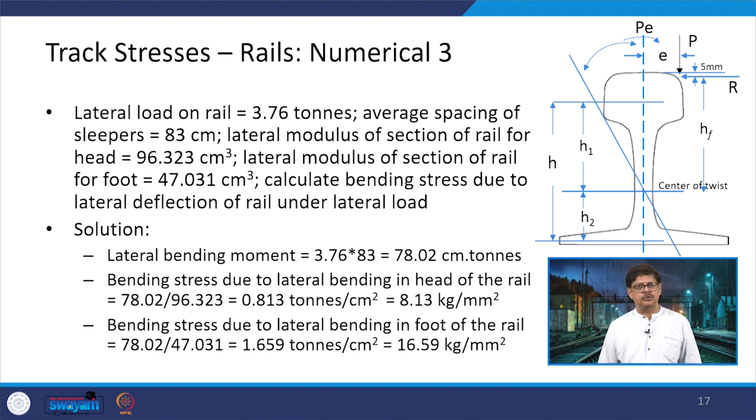So, let us come back to one example here. There is a lateral load which is 3.76 tons. So, our value is being given. Average spacing of sleepers is 83 centimeters. So, as soon as this average spacing of sleepers is there and the lateral load is there, the lateral bending moment can be calculated. So, that is what is being calculated here. So, this is 3.76 into 83, so much of ton centimeters is the lateral bending moment.